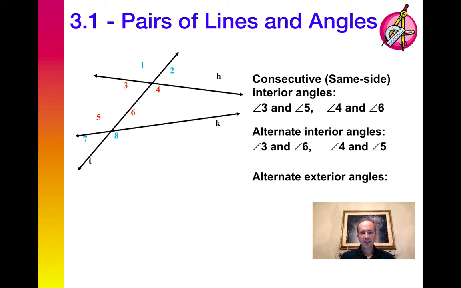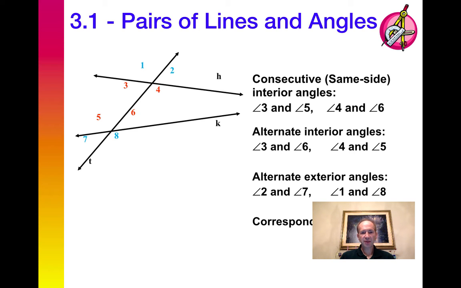There's also alternate exterior. So exterior means outside, like outside of H here and outside of K. So they're on either side. And the alternate means like 7 compares to 2. So they're on each side of the transversal. And the same thing with 8 on one side and 1 on the other side. So 2 and 7, 1 and 8.